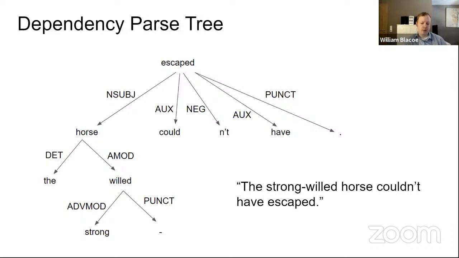This is the sentence from earlier. The strong-willed horse couldn't have escaped. So again, escaped is the main verb, the main action we're talking about, and it's about a horse. And here's the auxiliary verb, and it's negated.